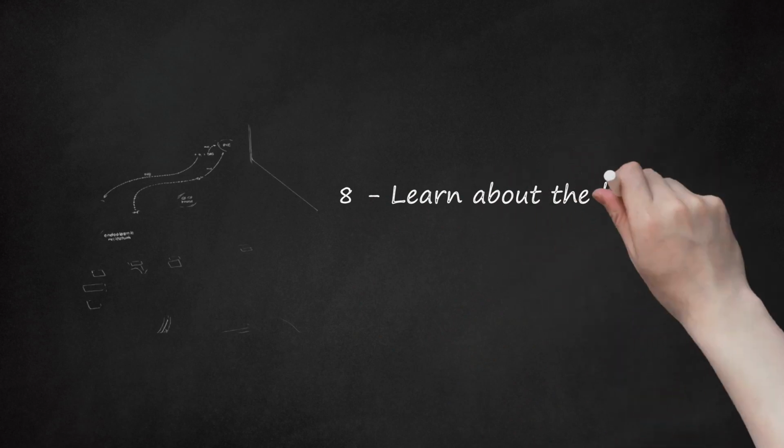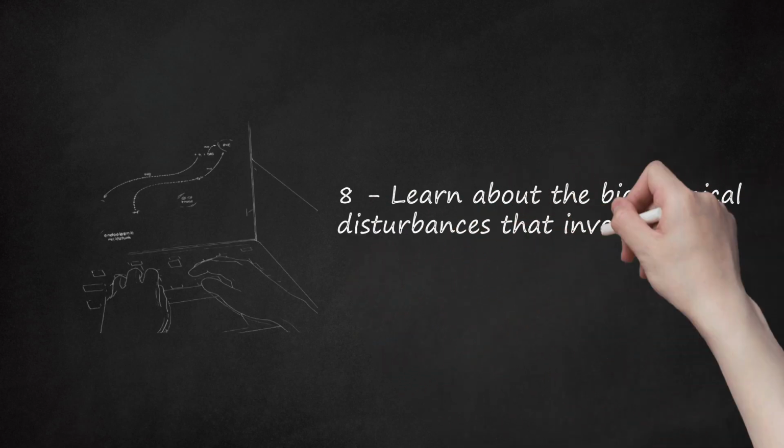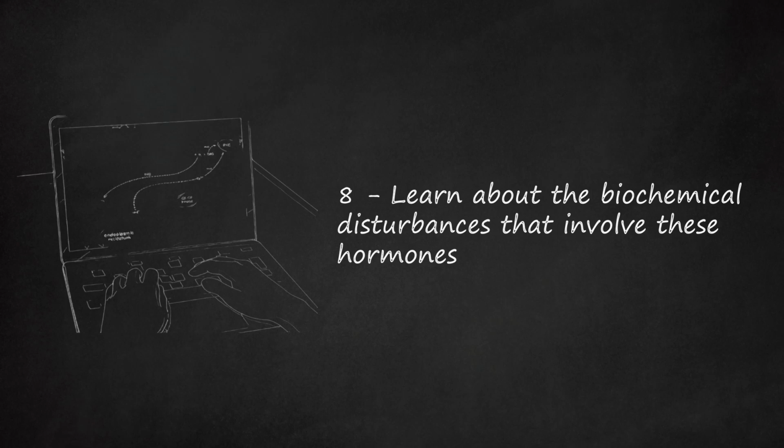8. Learn about the biochemical disturbances that involve these hormones. Disturbances in the concentrations of these steroidal hormones in the blood can lead to clinical symptoms of endocrine origin. Also, biochemical disorders in the synthesis and secretion of these hormones into the blood can be manifested by clinical symptoms as well. These biochemical disorders are usually of genetic origin that involve dysfunctional coding of the synthesis of these hormones in the DNA of cells that are specialized for the synthesis of these hormones.